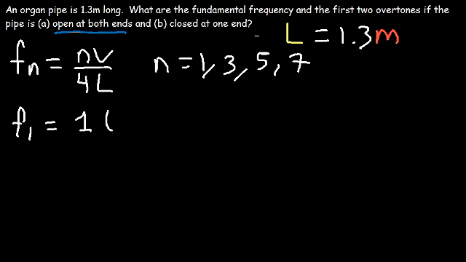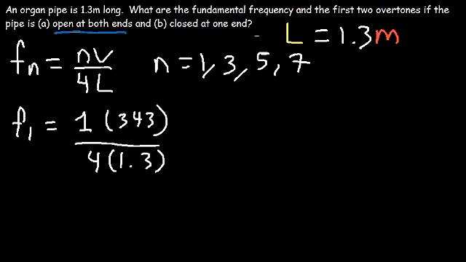That's going to be 1 times the speed divided by 4L, or 4 times 1.3. 4 times 1.3 is about 5.2, and 343 divided by 5.2 is about 65.96, which I'm going to round and say is 66 hertz.